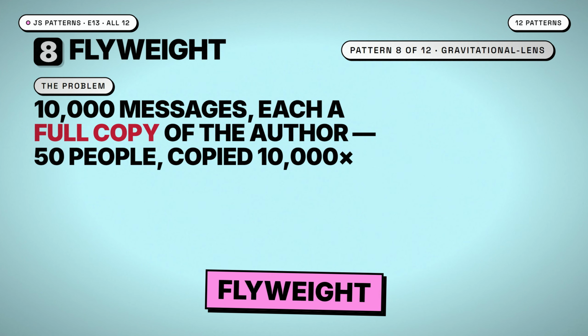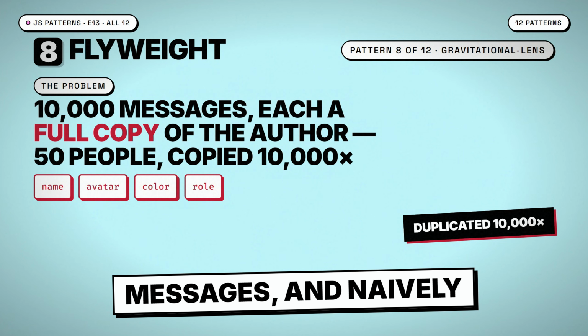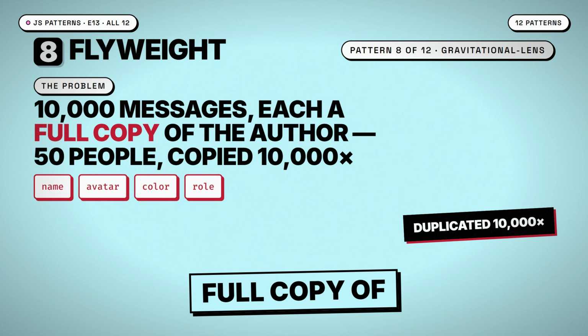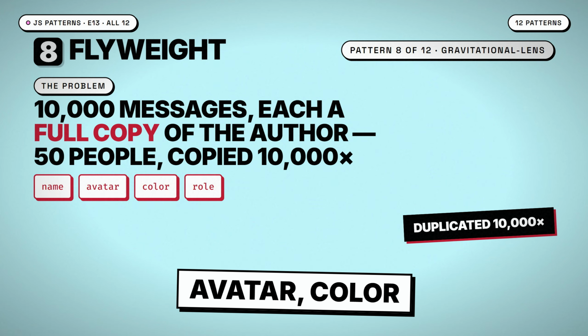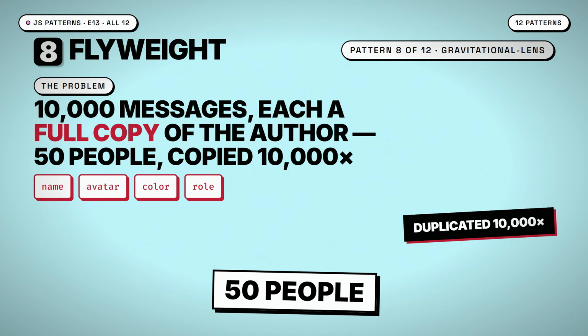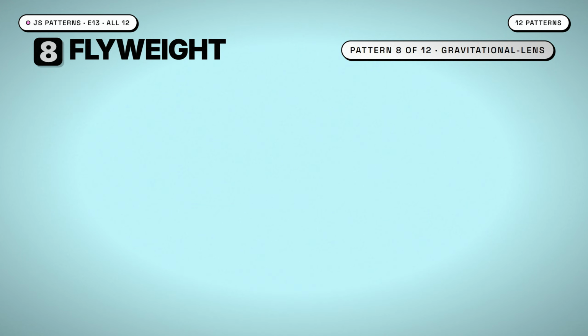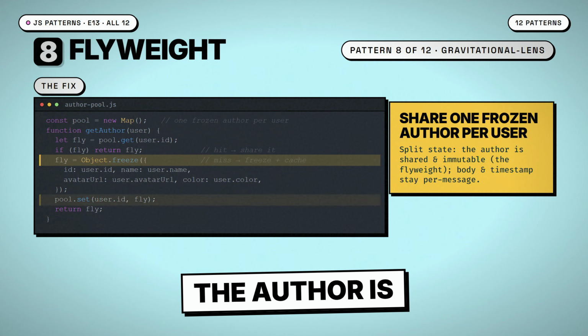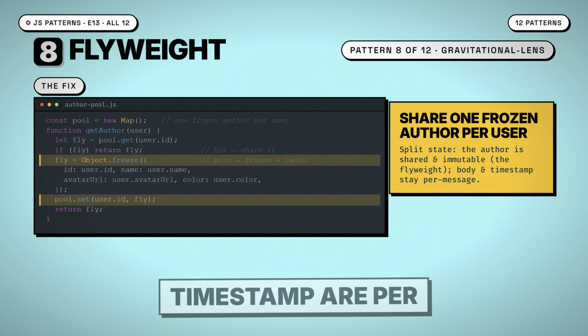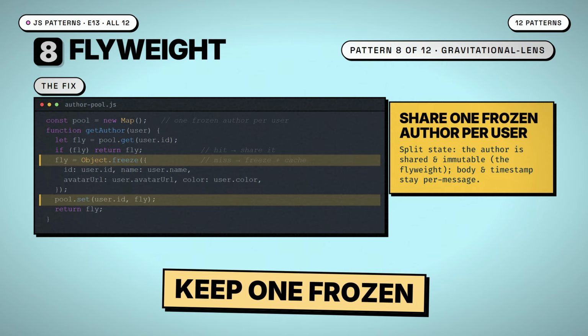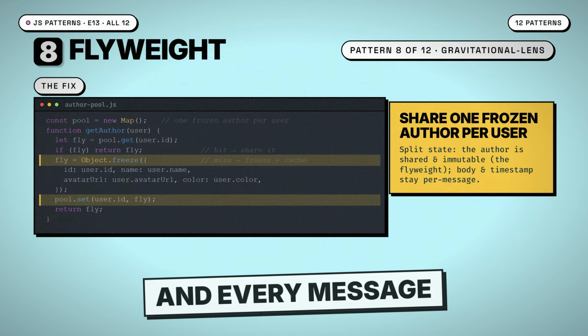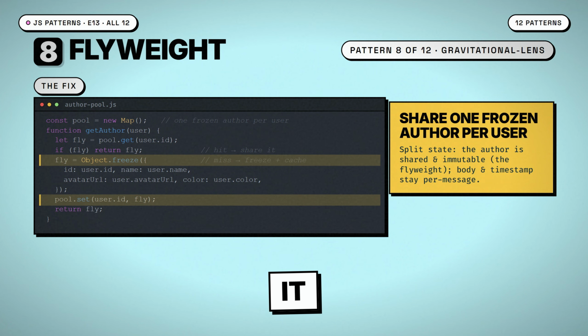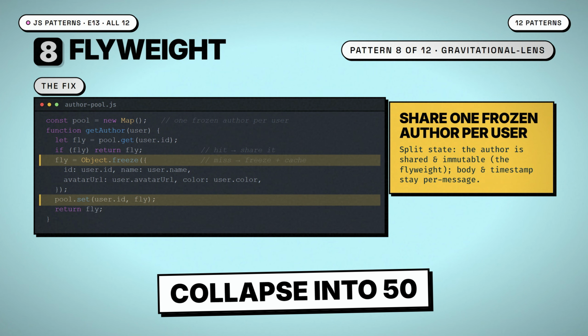Pattern 8, Flyweight. Render a chat with 10,000 messages, and naively everyone carries a full copy of the author: name, avatar, color, role. 50 people, copied 10,000 times. Flyweight splits state in 2. The author is shared and immutable. The body and timestamp are per message. Keep one frozen author per user in a pool, and every message just points at it. 10,000 copies collapse into 50 objects.